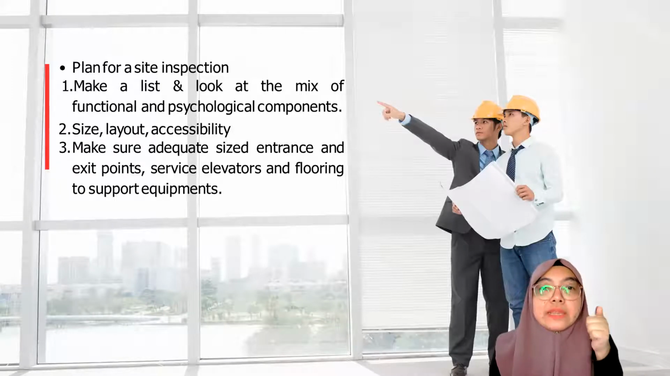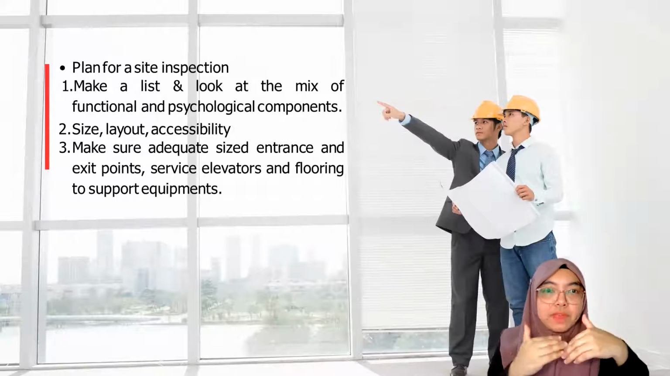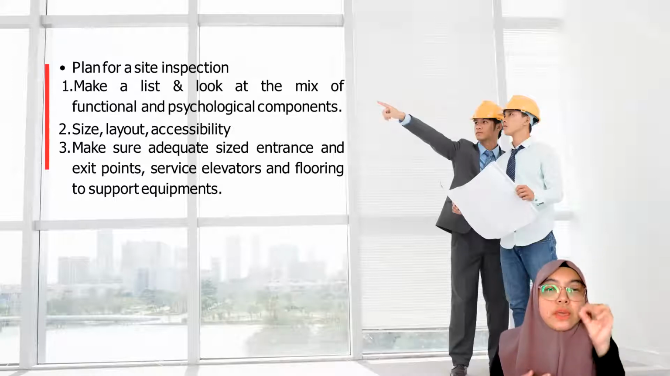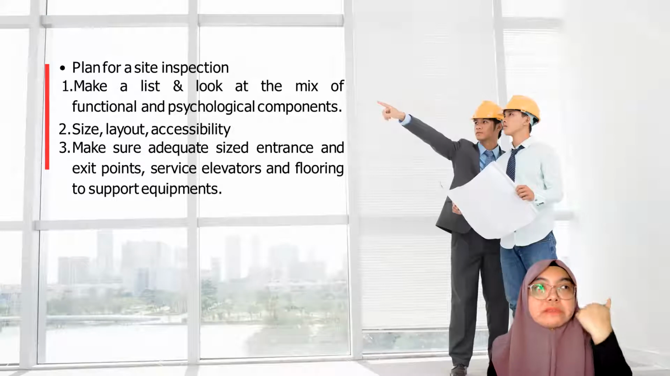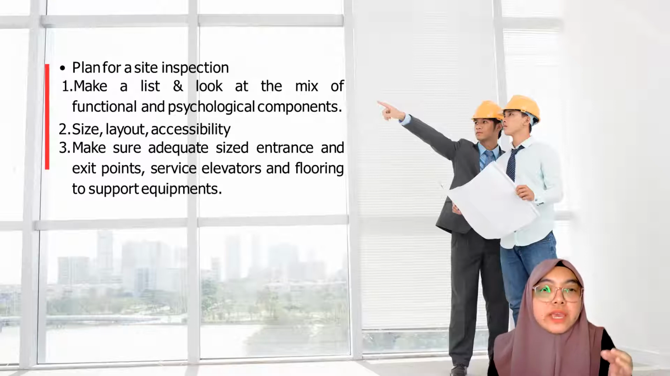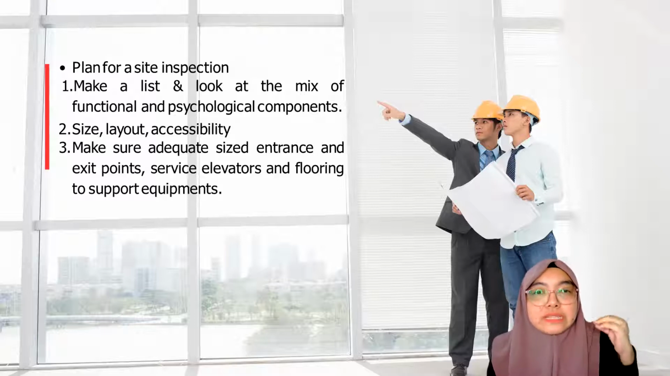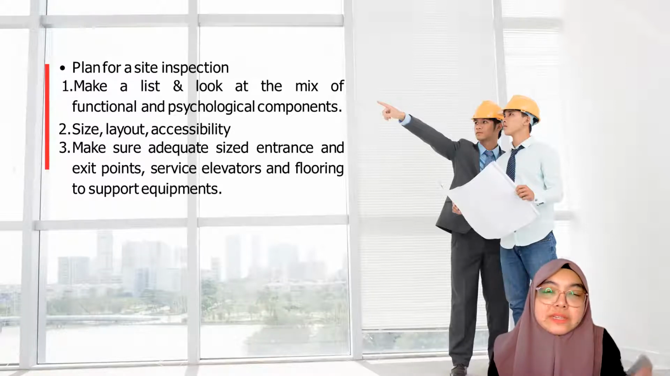First, you need to make a list and look at the mix of functional and psychological components. So you need to have a very long list. You need to check every little tiny thing. And then number two, you need to check the size of the venue, the layout of the venue. Is it one tier or one building, one story or two-story building, or is it a huge stadium? Okay, and then accessibility, you need to check whether the venue is accessible by public transportation or not. Is there ample parking for that facility or venue or not?